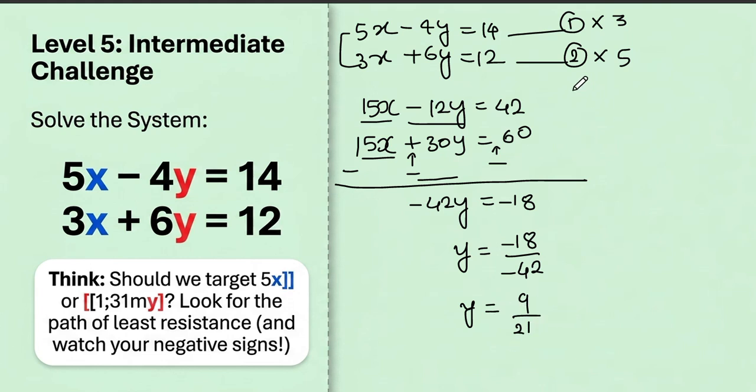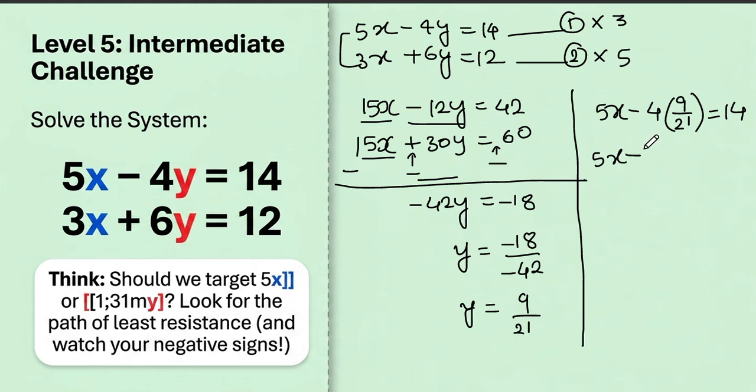Now if we substitute the value of y in one of the equations, let's put it in equation number 1. So 5x minus 4, instead of y we put 9 upon 21, is equal to 14 as it is. So 5x minus, if you multiply 4 into 9, 36 upon 21 is equal to 14. If we take this rational number, minus 36 by 21, to that side, we'll get 5x is equal to 14 plus 36 by 21.